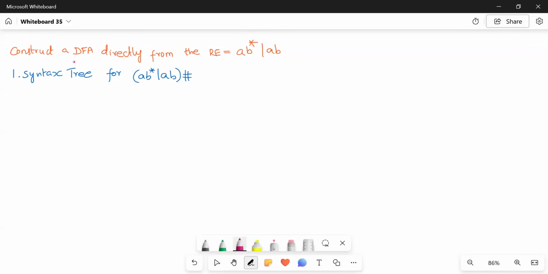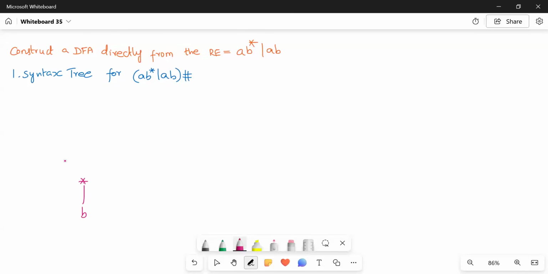So first, the parenthesis expression must be constructed. Here, the highest precedence is given to star. So first, we have to construct the syntax tree for star. Star is the interior node and its child is B. Then the next higher precedence is given to concatenation. So here A is concatenated with B star.